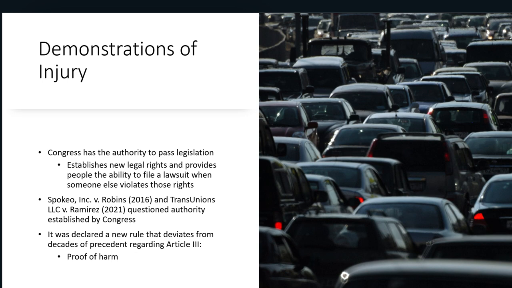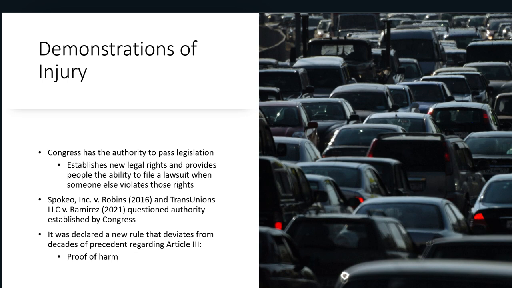Historically, lawsuits filed by plaintiffs to uphold their statutory private rights have nearly always satisfied requirements such as this. Congress has the authority to pass legislation that establishes new legal rights and gives people the ability to file a lawsuit when someone else violates those rights.